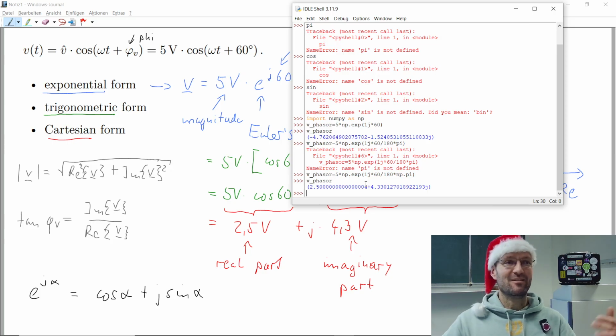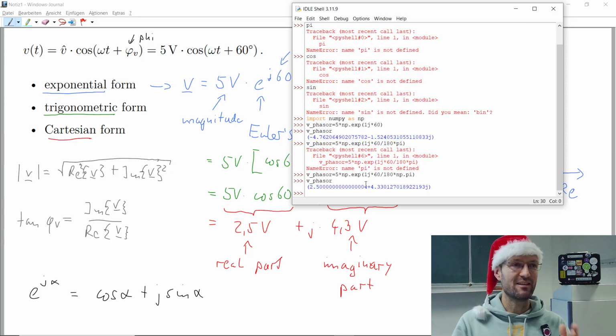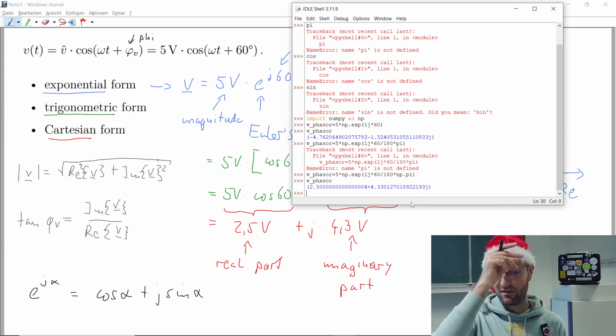Because pi is irrational and there's just a limited accuracy, and this is just the rounding error, let's say, of the computer. And then we have the 4.33 for the imaginary part. Okay, so this is looking perfectly nice.